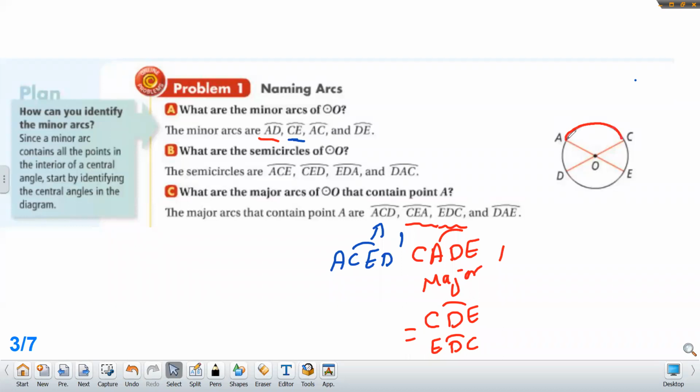We said here the AC, all of this is the AC, right? So if the AC is the minor arc, then the rest will be the major. The major, which will be, I'll write it with the clue one, A, D, E, C. All of this is my major, A, D, E, C. This is my major arc.